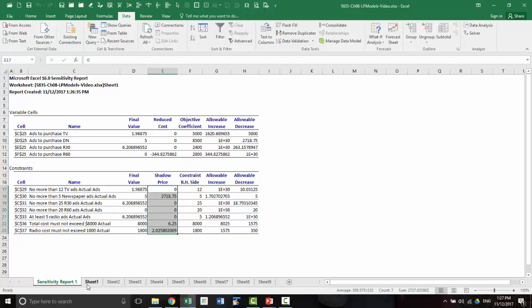And remember here, when you're running a linear programming problem, then the shadow prices of 0 represent non-binding constraints. So these 4 constraints are non-binding constraints, and the shadow price here is for these 3 constraints. So this one is the newspaper ads. We have a limit of 5. Now, what is the shadow price?